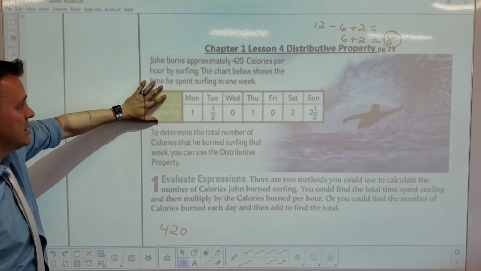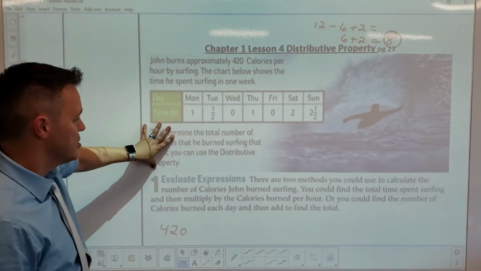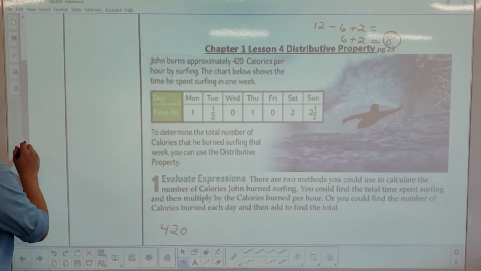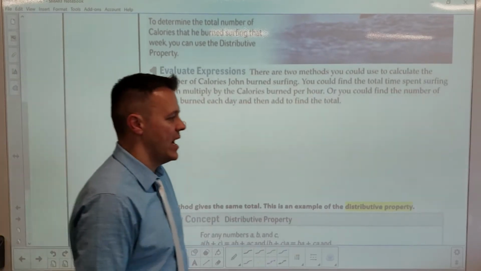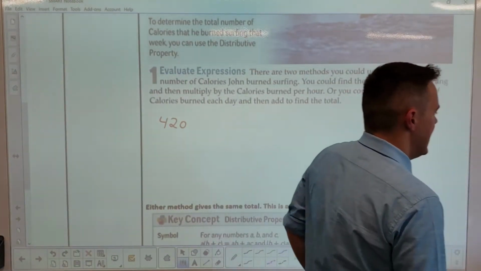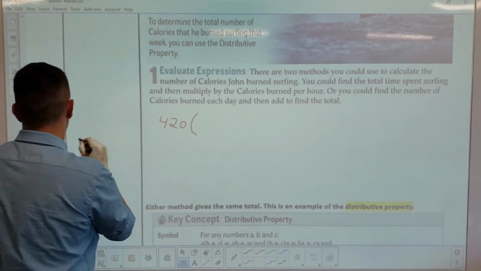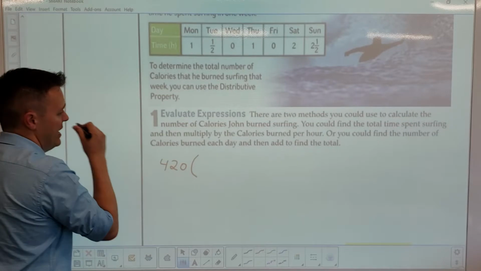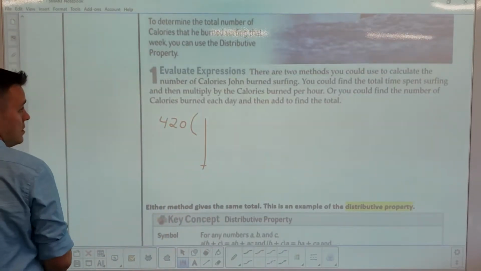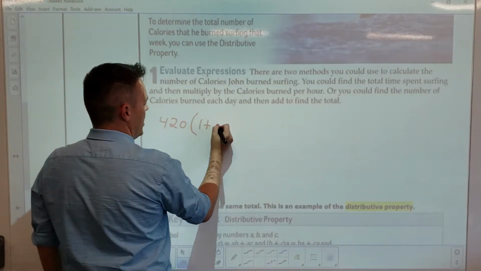The chart below shows the time he spent surfing in 1 week. To determine the total number of calories, you use the distributive property. So what they're saying is there's 2 different ways of actually doing this property, okay? First would be to take and add up all the hours together, okay? So you take 420 and you multiply it by the 1 plus a half.